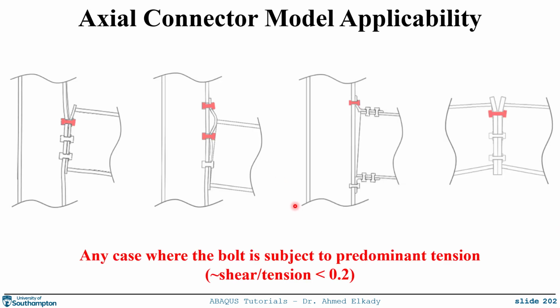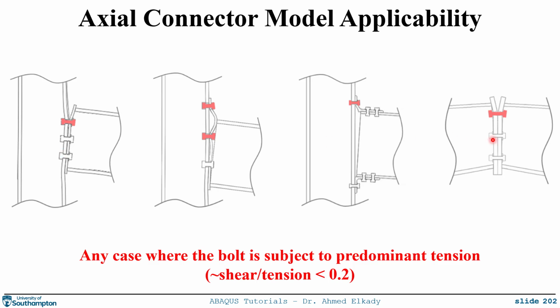As I mentioned, this axial connector modeling approach has some limitations. This axial connector or axial spring is valid as long as the bolt is subjected to predominant tension, which is actually the case for most kinds of steel joints or connections, such as the ones, for example, that we are showing over here. So this approach would be valid in that case.